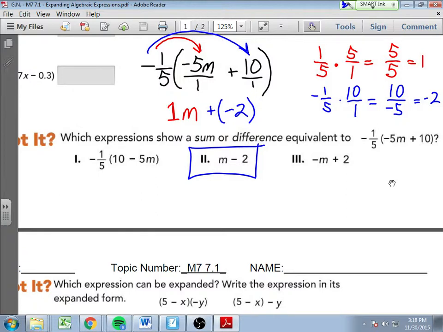Other questions? The 1 does not have to be there. It's not necessary. So there is a 1 there, we just don't see it. No, I mean like the number 1, the first one. So negative 1/5 times 10, what would that give you? We just did it. Negative 1/5 times 10 is negative 2. And then negative 1/5 times negative 5m gives you positive m. 1m would also work. I got it. You're right, man.